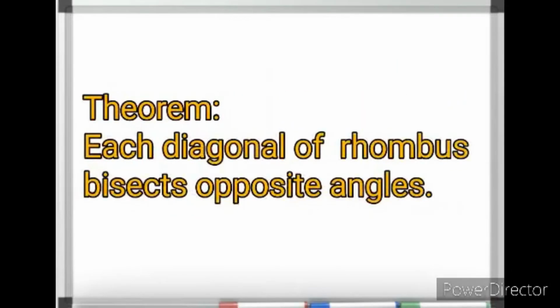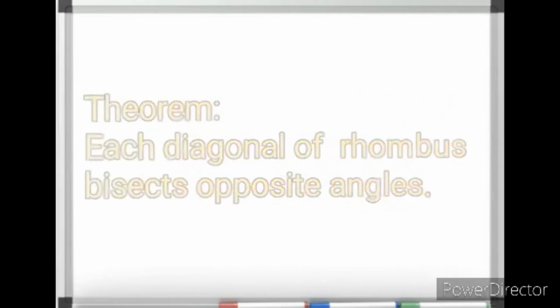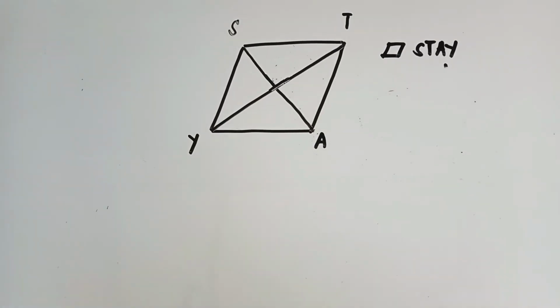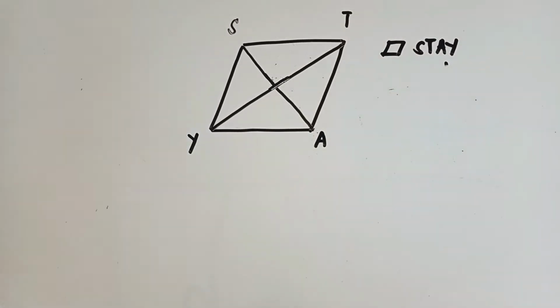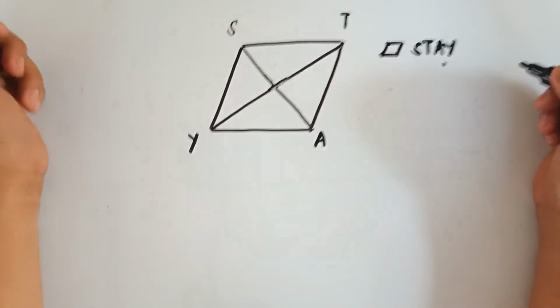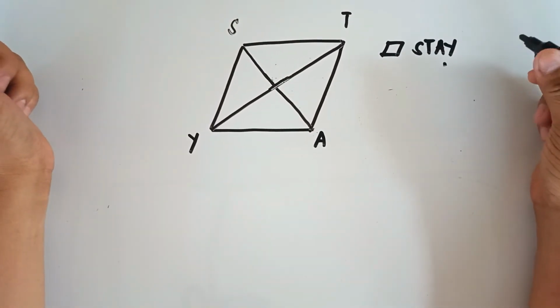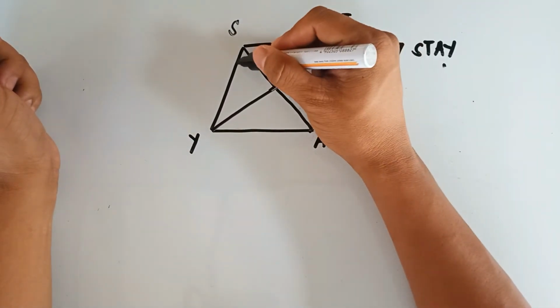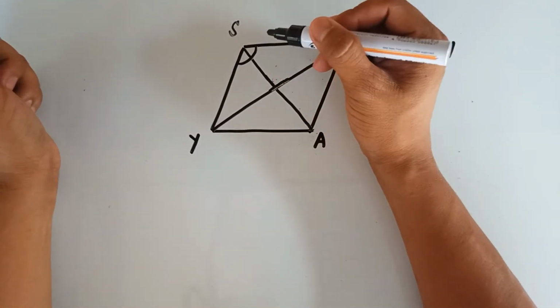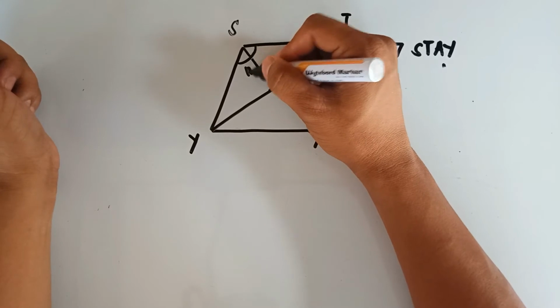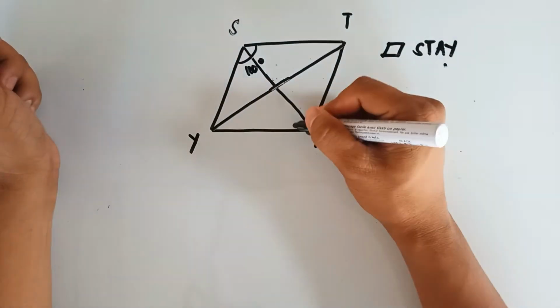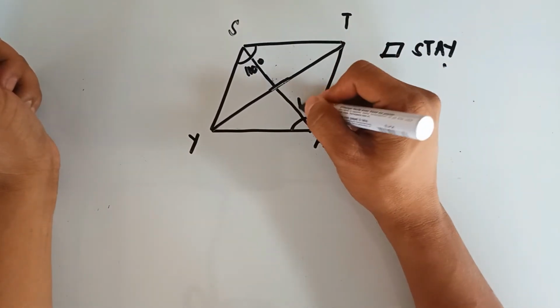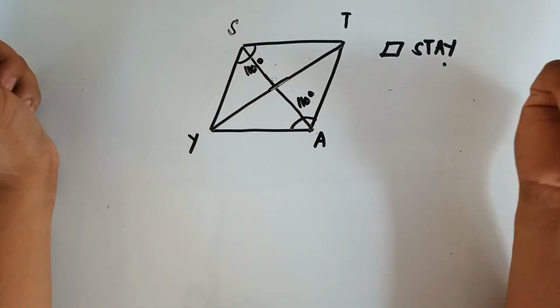Theorem number 2: each diagonal of a rhombus bisects opposite angles. As we all know, in a parallelogram, opposite angles are congruent. So if angle S is 110 degrees, angle A is also 110 degrees.